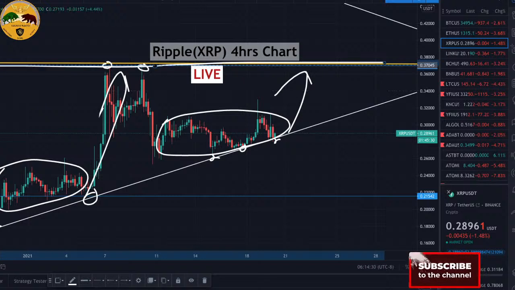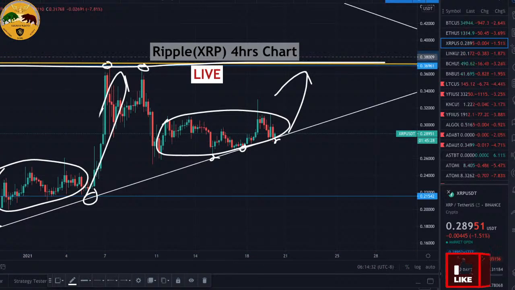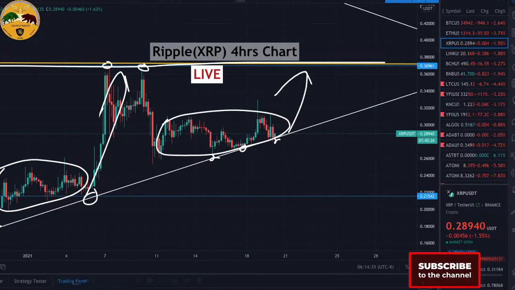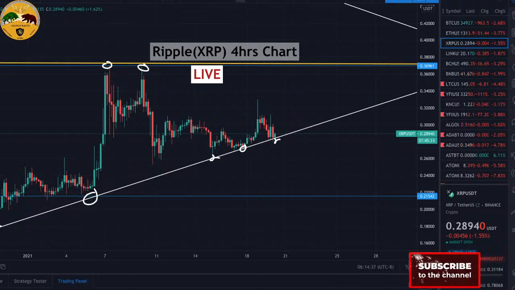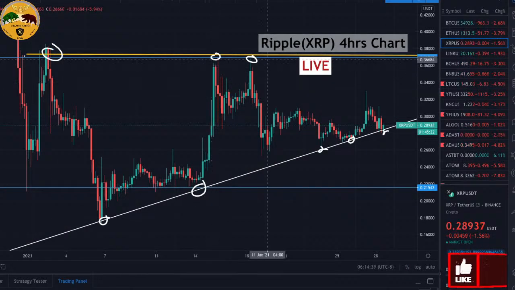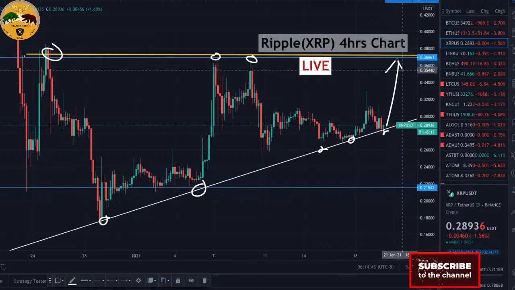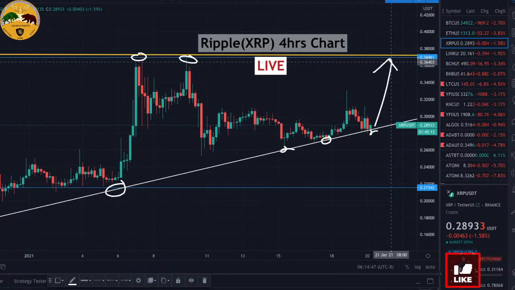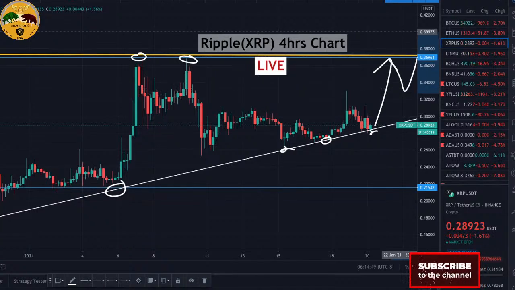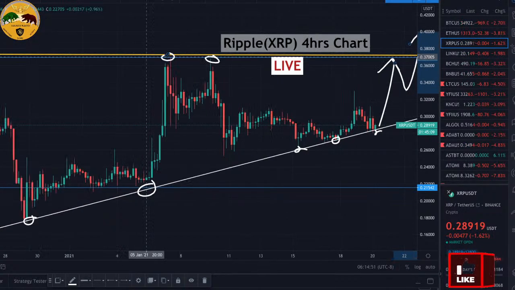Because it has tried breaking this resistance, this is the fourth attempt it is going to make on it, because this is 1, 2, 3. So on the fourth attempt, we're going to likely see this resistance destroyed by XRP. But once it gets to it, it's going to pull back, react before trying to get above the resistance.